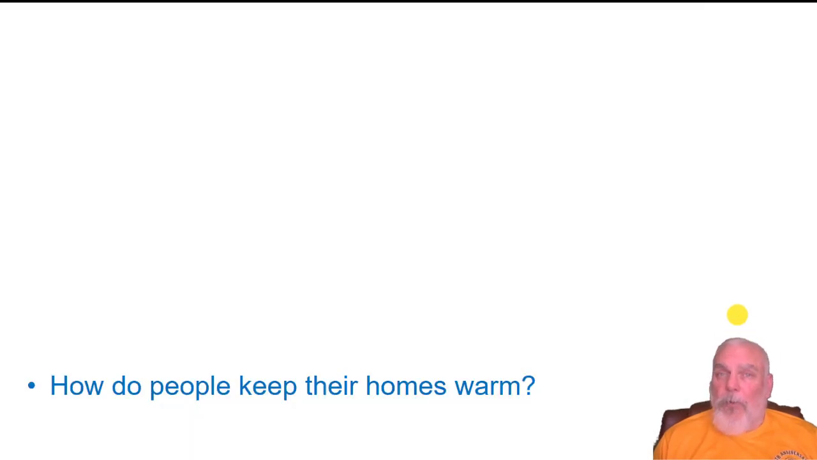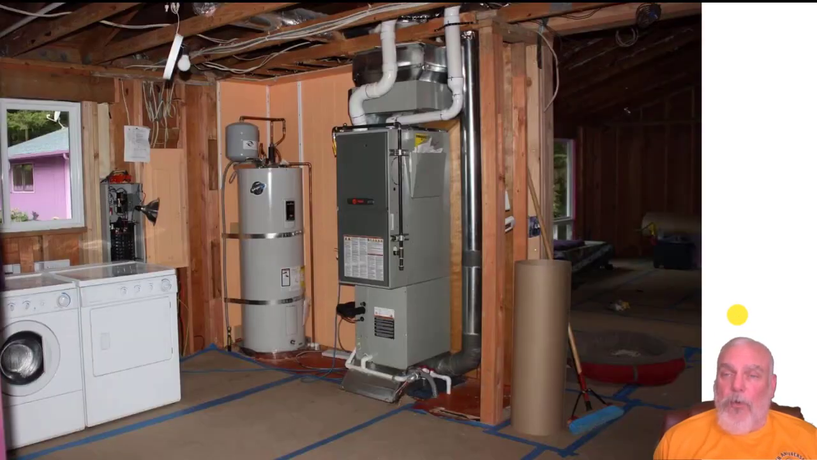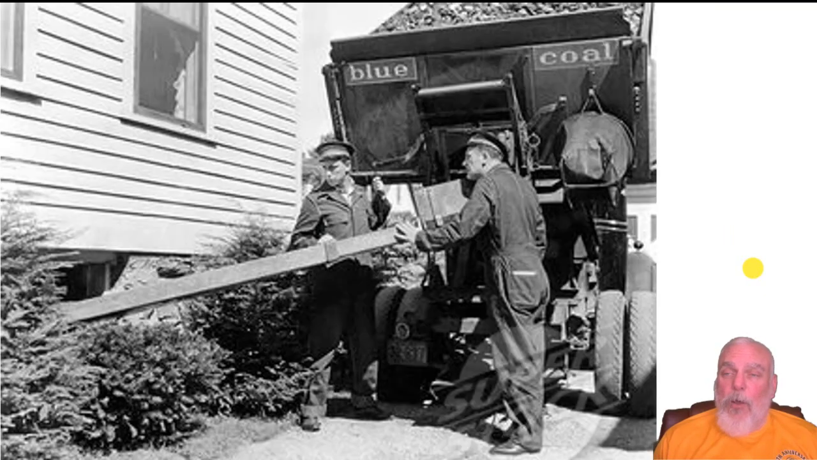The opposite spectrum, you want to keep your house warm. It's too cold, so you would use something like this. We all have gas furnaces or electric furnaces to warm our homes. Pretty simple. However, 120 years ago, people would not have that convenience. So you would probably have something like this.